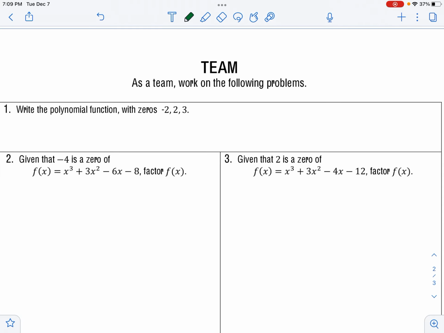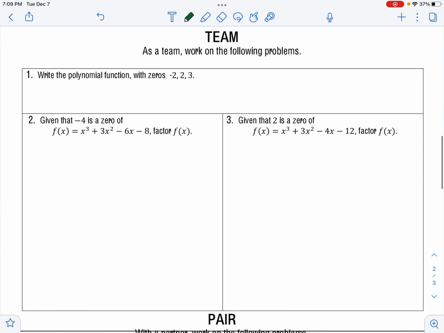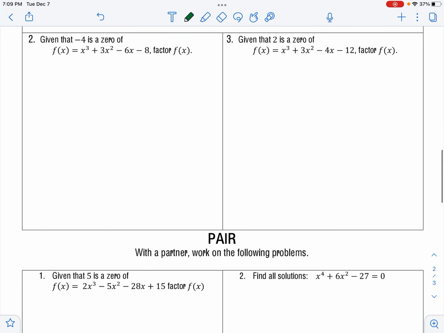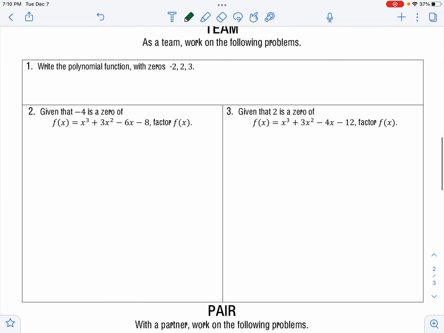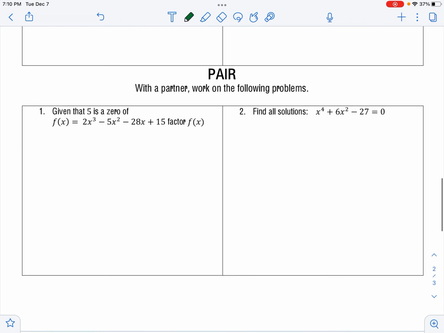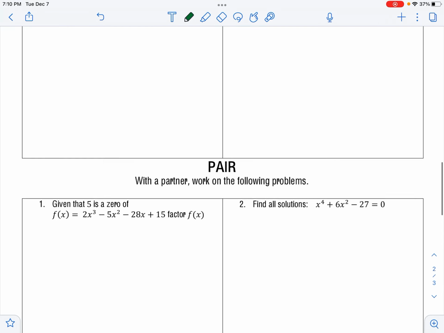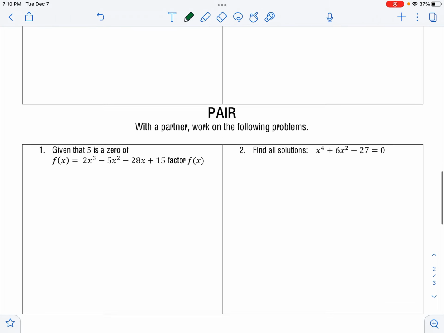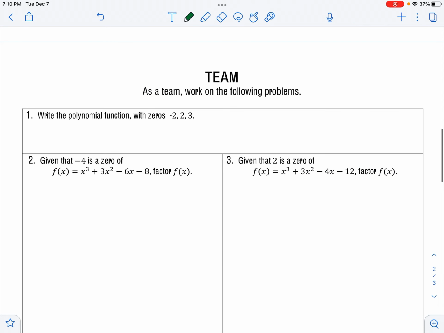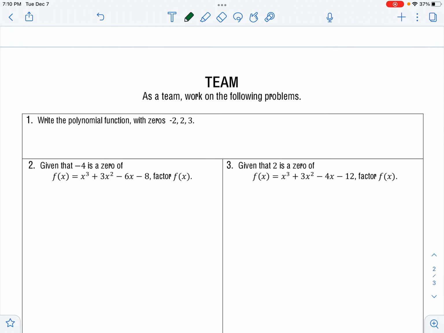All right, so it looks like this next part says, as a team, work on the following problems. So this is meant to be practiced here. I'm not going to do all of them, but I'll do a couple more examples. Let's see. Given that 5 is a 0, find all the solutions. So yeah, this is the same idea. Okay, so I'll do 1, 2, and 3, and then you can try the pair ones.